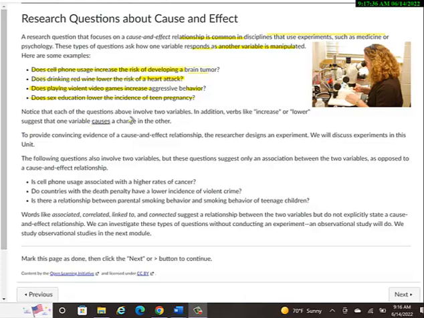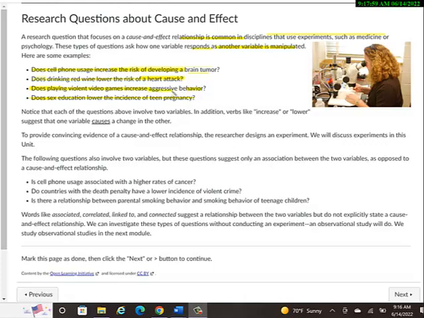Notice that each of the questions above involves two variables. So in the first one, cell phone usage and the risk of developing a brain tumor. You're wondering if one goes up, does the other one go up? Or if one goes down, does the other one go down? The second one was, does drinking red wine lower the risk of heart attack? The third one, does playing violent video games increase aggressive behavior?